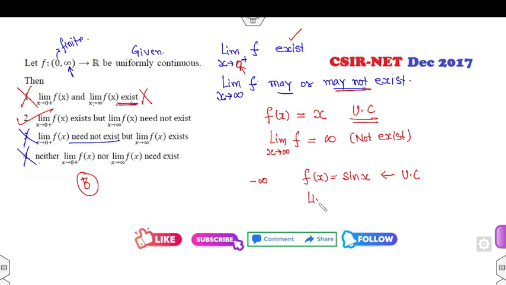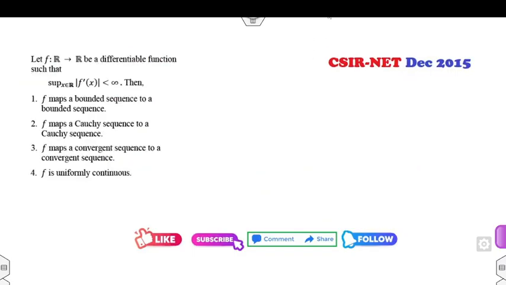But clearly, if you take the limit as x approaches infinity, it's a sign of infinity. So that means any number between -1 to 1, not a unique number. That means the limit does not exist, but it is still uniformly continuous. Okay, look at another one.